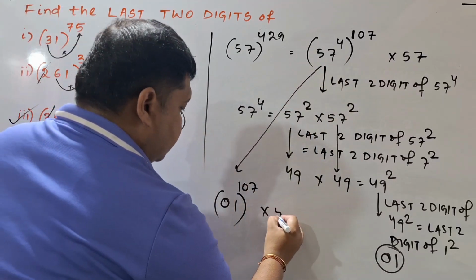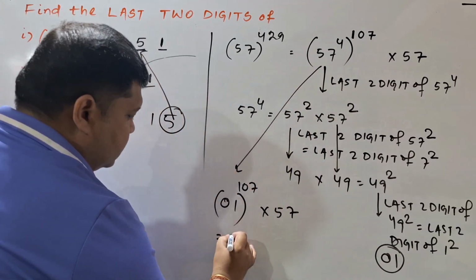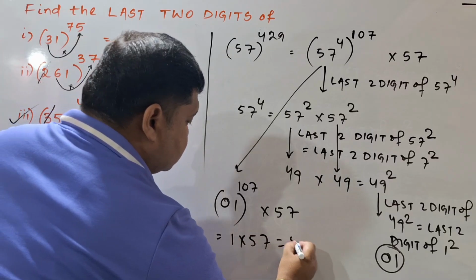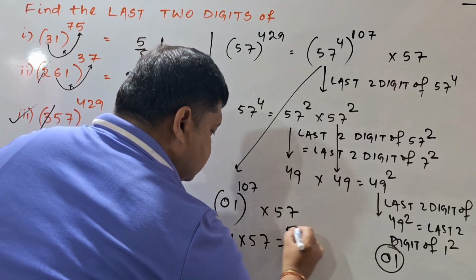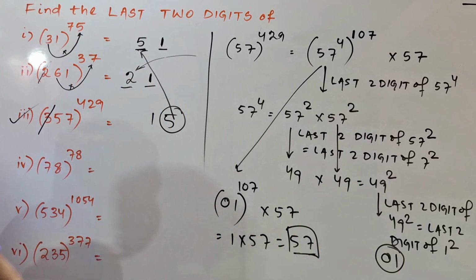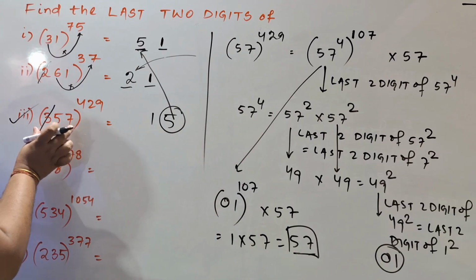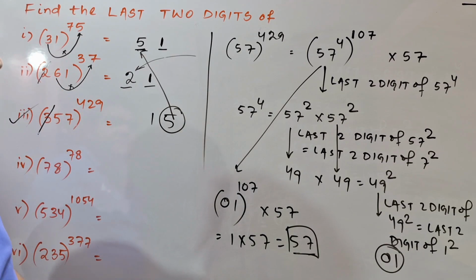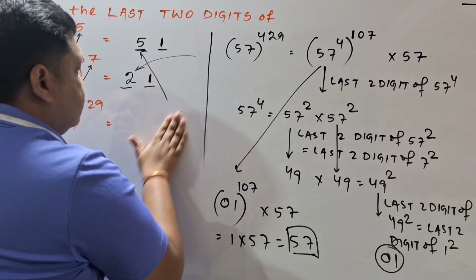Into 57. So 1 to the power anything is 1. 1 into 57. So what are the last two digits? The answer for this question is 57. Answer for this bit. This is 57. Okay, this 15 is for this one.